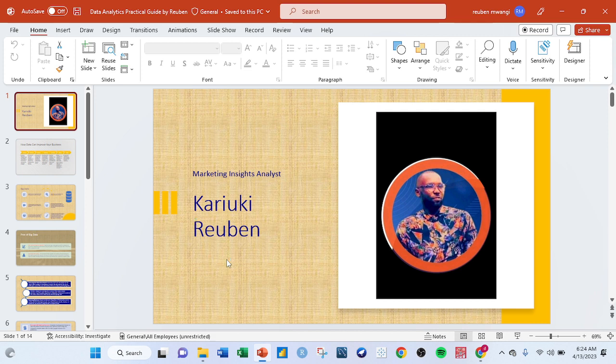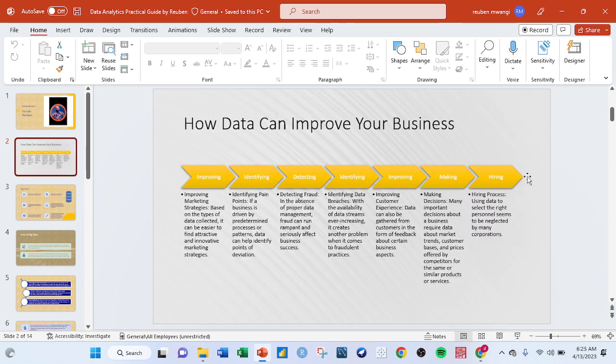So, in this case, we'll be talking more about big data. I want us to get introduced to big data. In the previous sessions, we had talked about data. Now we're talking more about big data. And what is this big data we're talking about?